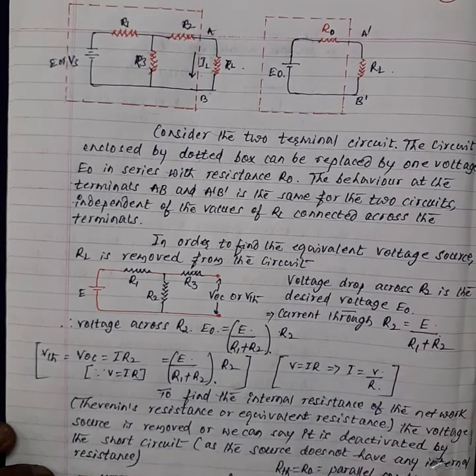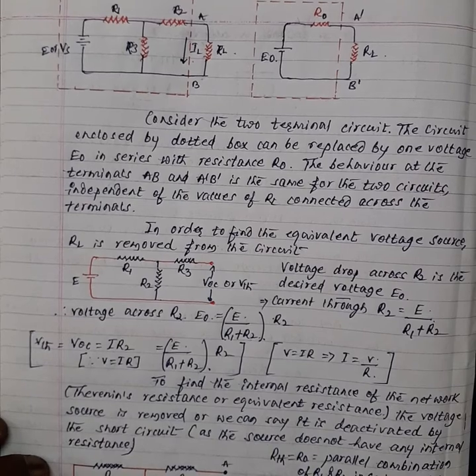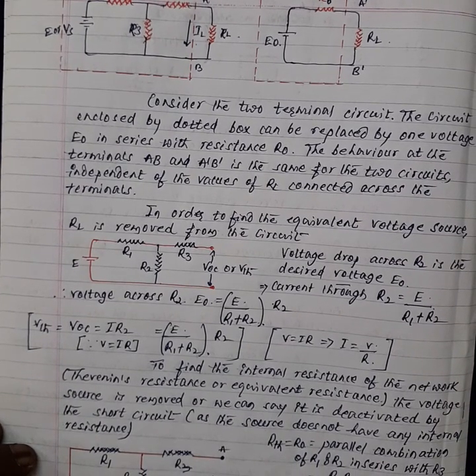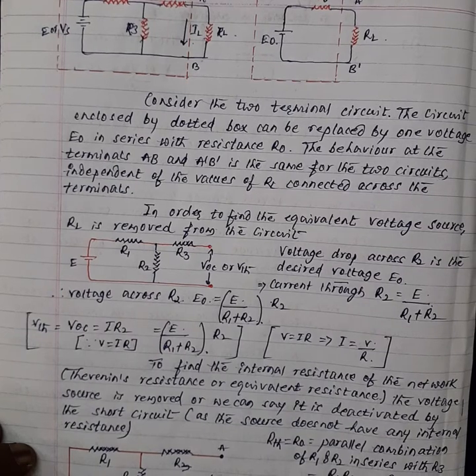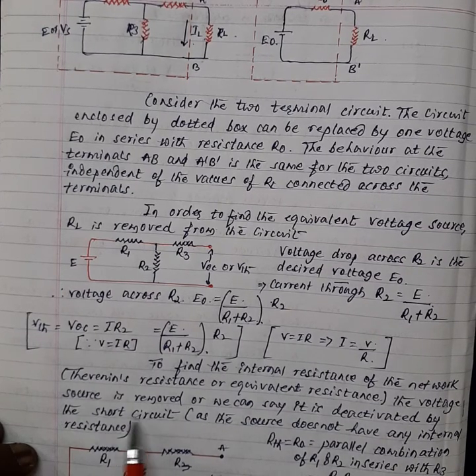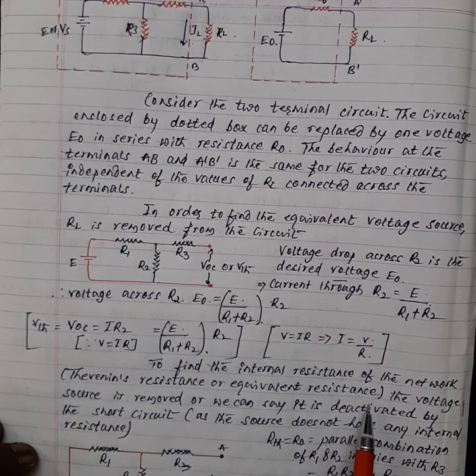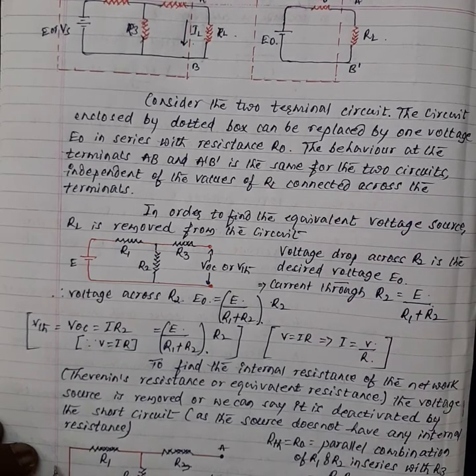Now we have to calculate the internal resistance of the network, that is called the Thevenin's resistance or equivalent resistance. So the voltage source is removed. Here, to find out the Thevenin's resistance or equivalent resistance, we have to remove the voltage source.